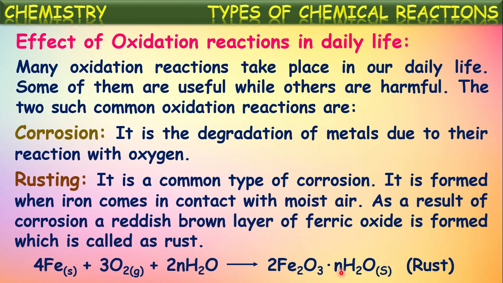Okay, this is rust. This is one of the oxidation processes because oxygen atoms are being added to iron here. Say initially iron is there in the free form. It is combining with oxygen, forming iron oxide. So gaining of oxygen is happening. That process is called oxidation. So rusting is one of the forms of oxidation process.